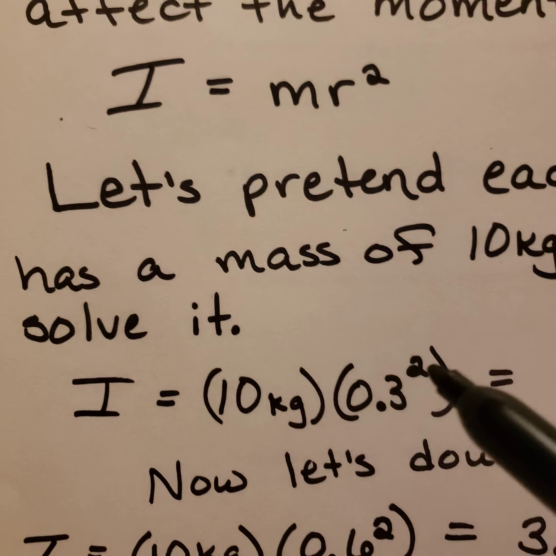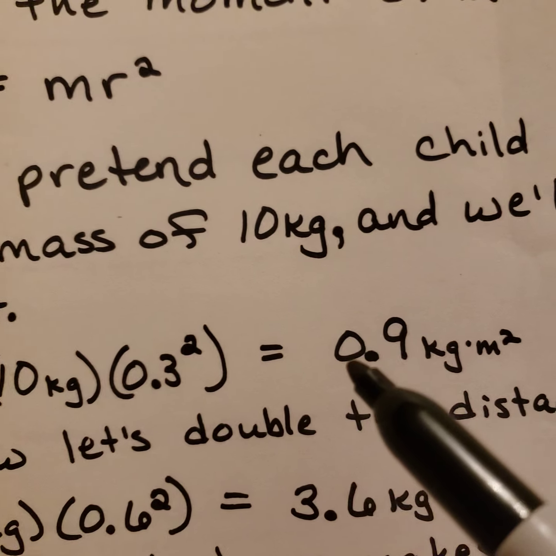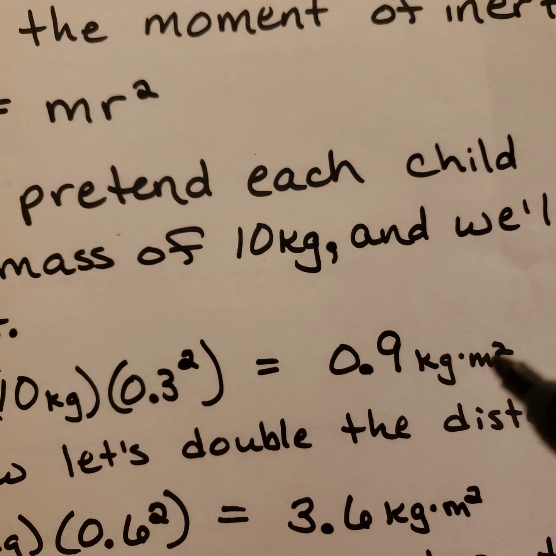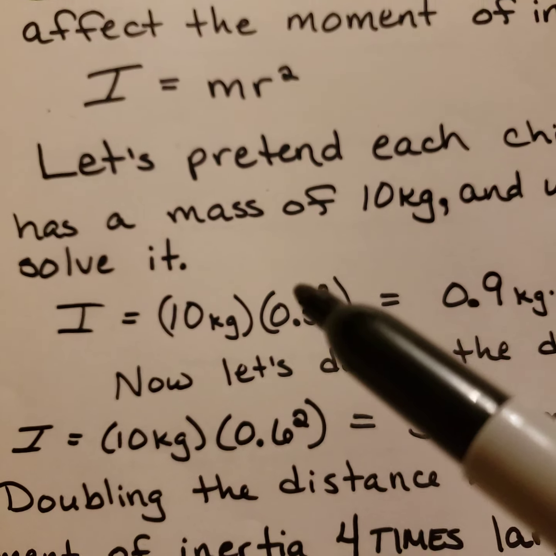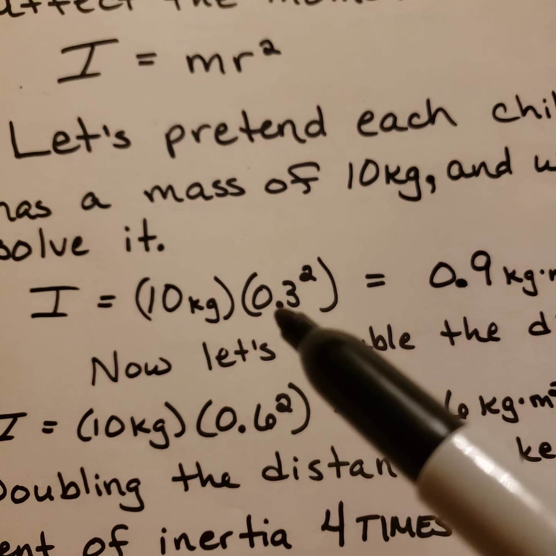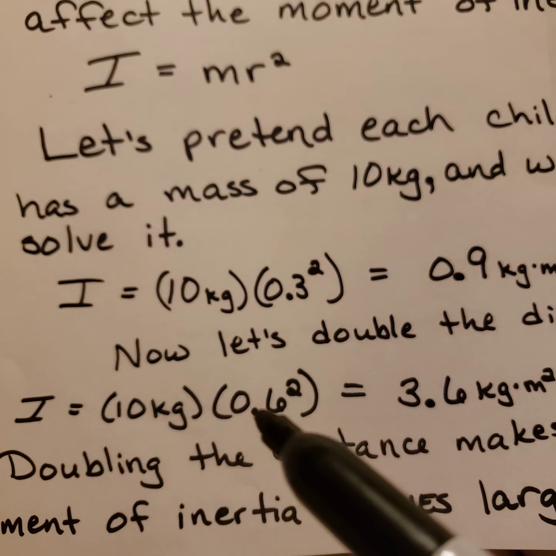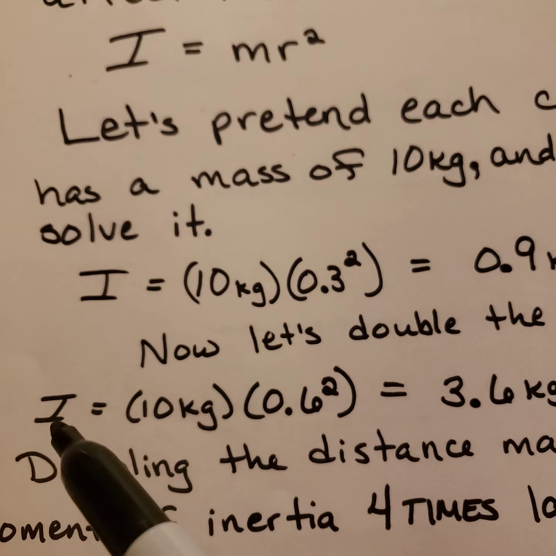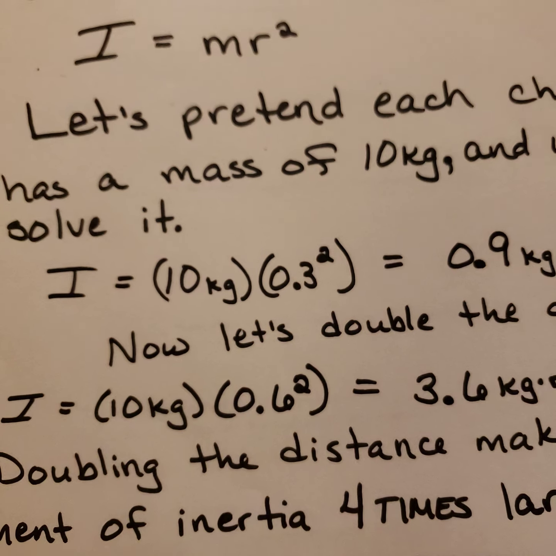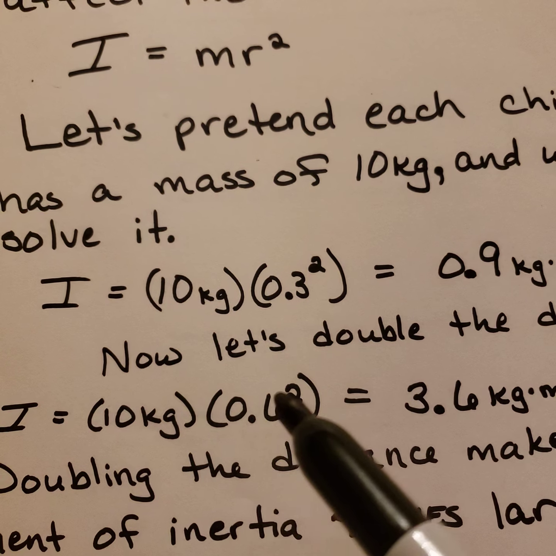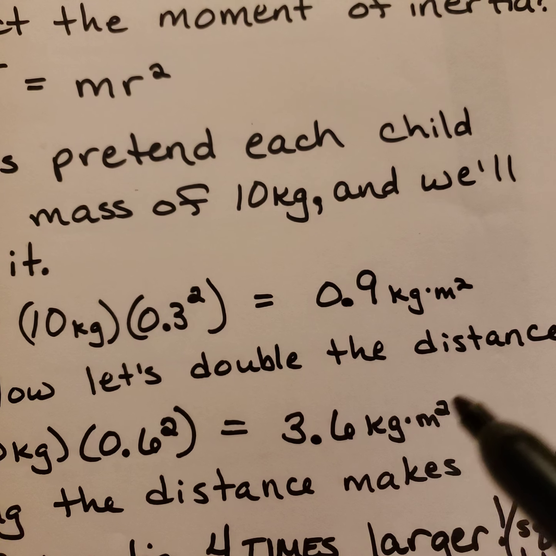Let's look at their initial radius. 10 times 0.3 squared is equal to 0.9 kilogram meter squared. So this is their initial moment of inertia. Now we're going to double the distance. Instead of sitting 0.3 meters from the middle, now the kids are going to back up and sit 0.6 meters from the middle. So I'm going to plug in their mass, one child at a time. So 10 kilograms times 0.6 squared is equal to 3.6 kilogram meter squared.